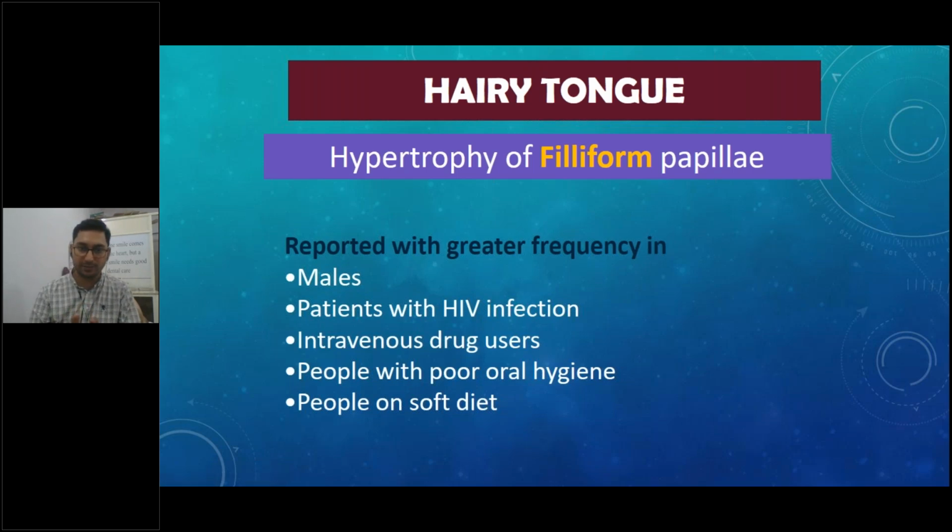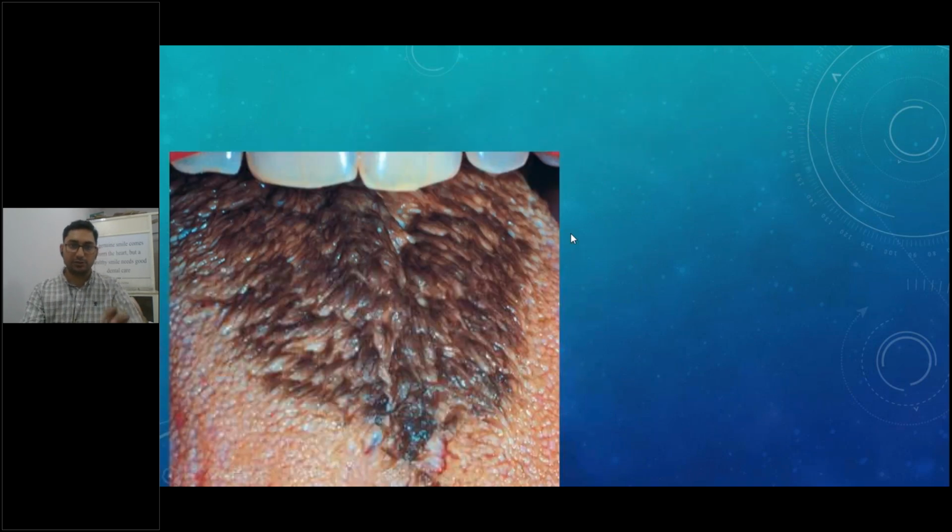say the fibrous diet, of course, will clean the tongue and will not let filiform papilla grow. If we are on a soft diet regularly, or if we are hospitalized and not having food, and we are on some IV treatment, then there is a high chance this papilla will be hypertrophic and will lead to hairy tongue. So this is hairy tongue.